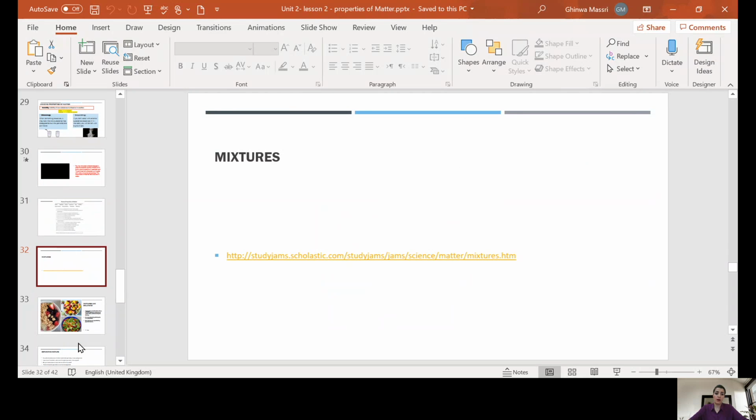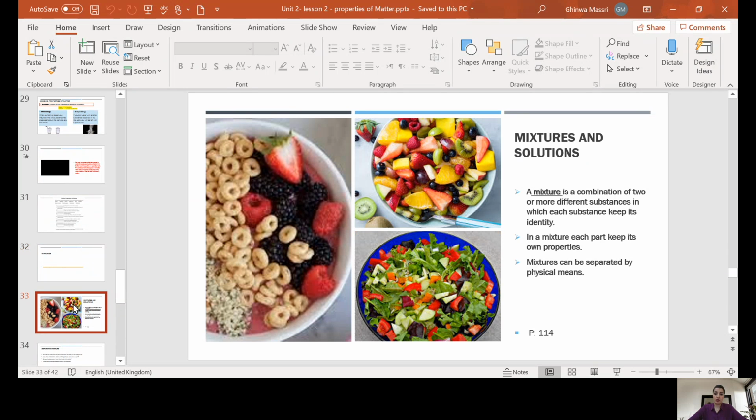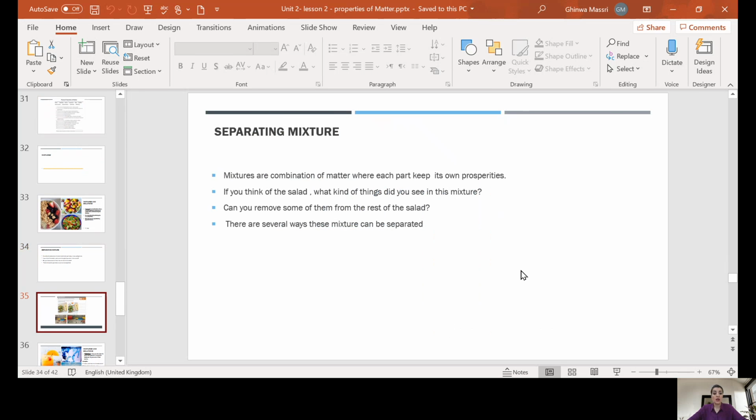And we also spoke about mixtures, where a mixture is defined as a combination of 2 or more substances in which each substance keeps its identity and stays the same. Examples of mixtures are fruit salad, green salad, and cereals with fruits. All these substances keep their own properties. We can separate mixtures by physical means.